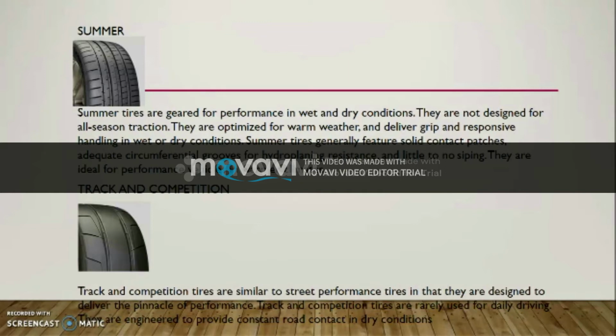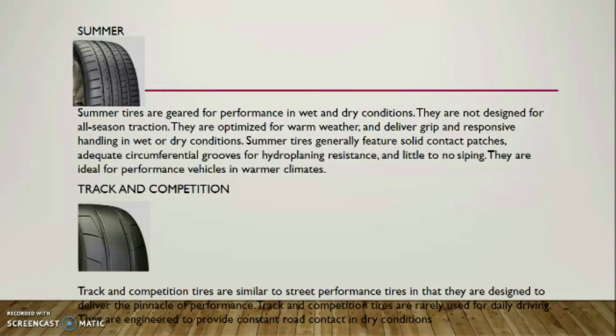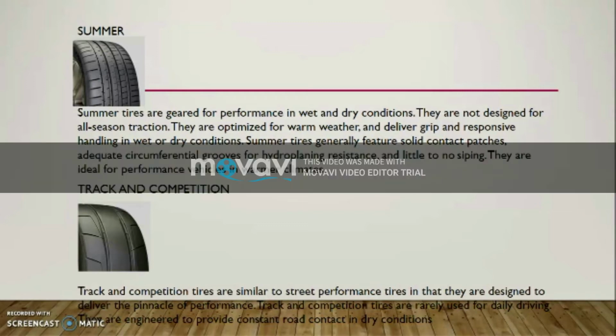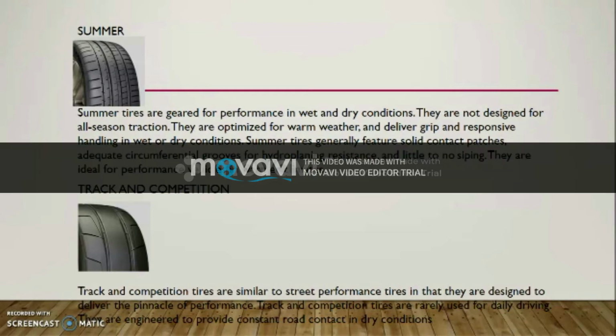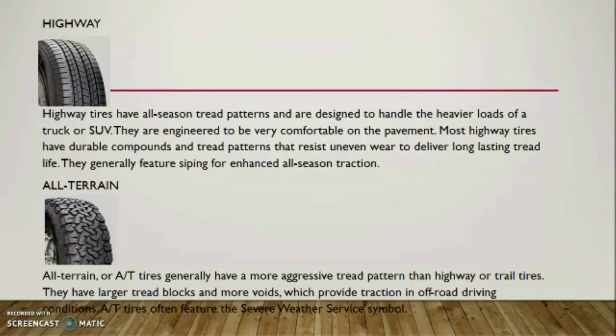Next type of tire is track and competition. Track and competition tires are similar to street performance tires in that they are designed to deliver the pinnacle of performance. Track and competition tires are rarely used for daily driving. They are engineered to provide constant road contact in dry conditions.